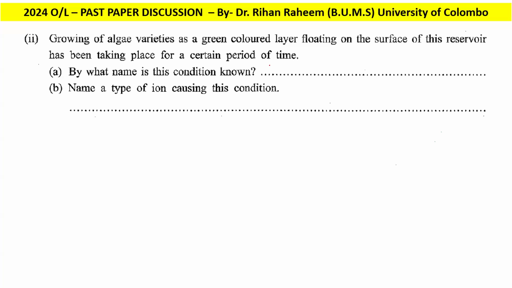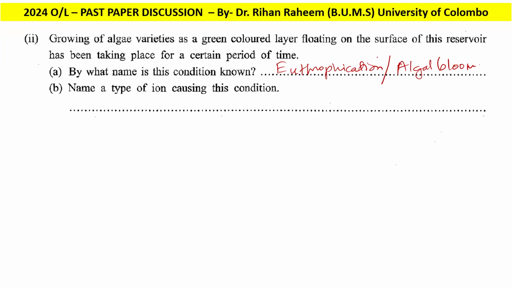Here there are two names. When the algae grows, are they asking about the algal growth or the problem? The problem related to algae growth is eutrophication. Just purely if they are asking about algae growth, that is known as algal bloom. Because this question is not clear, they have given marks to both.